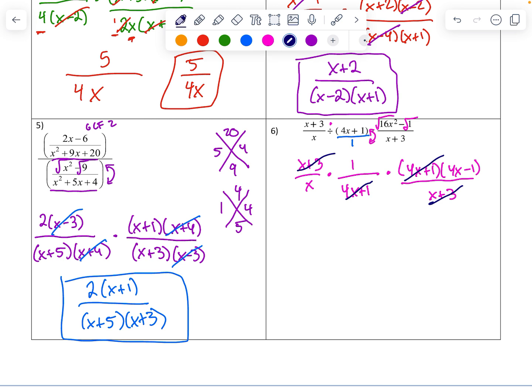And that's all that I see. So on the top, we've got a 1 times 4x minus 1. So that 1 can just be invisible. So we've got a 4x minus 1 on the top. And the only thing left on the bottom is an x. So that is where it would stay.